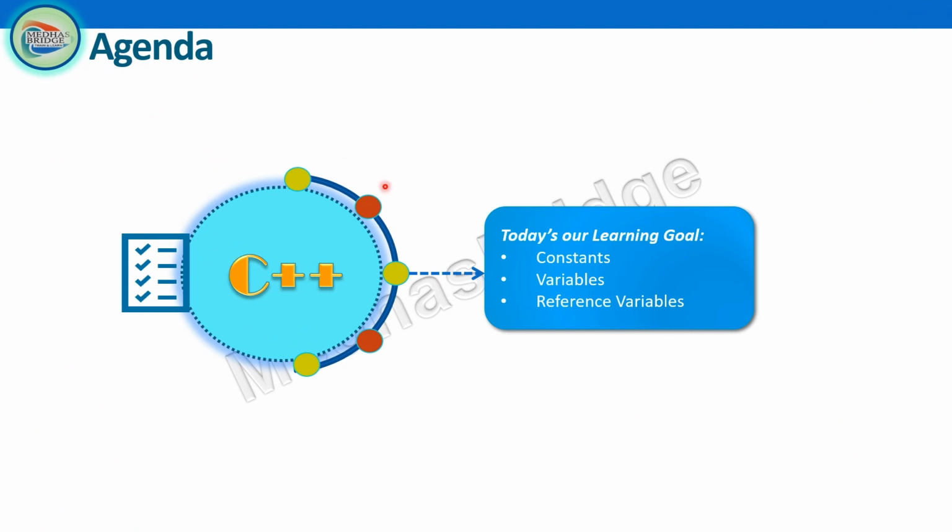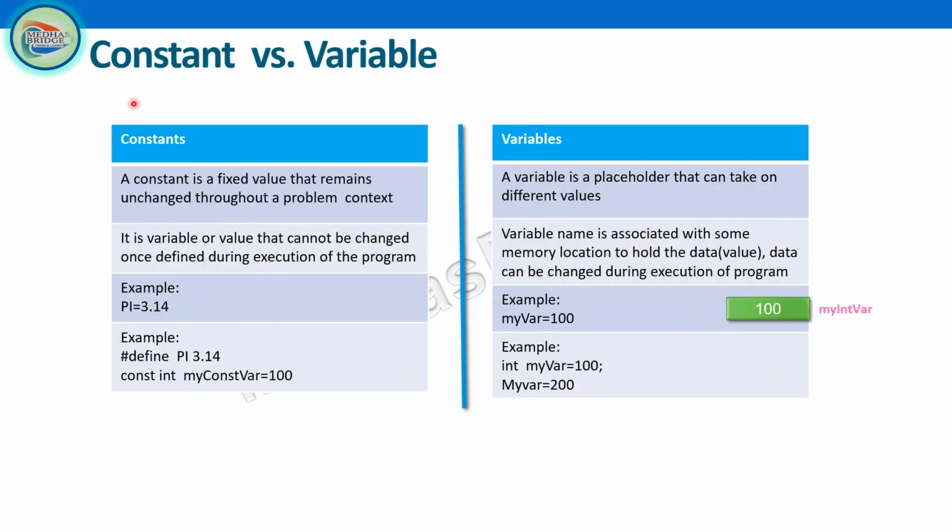In today's agenda, we will explore the concept of constants, variables, and reference variables. While writing a program, we must have heard the widely used terms constants and variables. Then the question would be, what is meant by constant and what is meant by variable? By definition, a constant is a fixed value that remains unchanged throughout a problem context. Let me rephrase. It is a variable or value that cannot be changed once defined during the execution of the program.